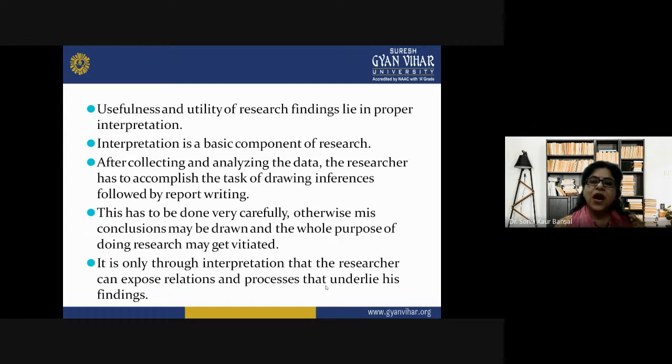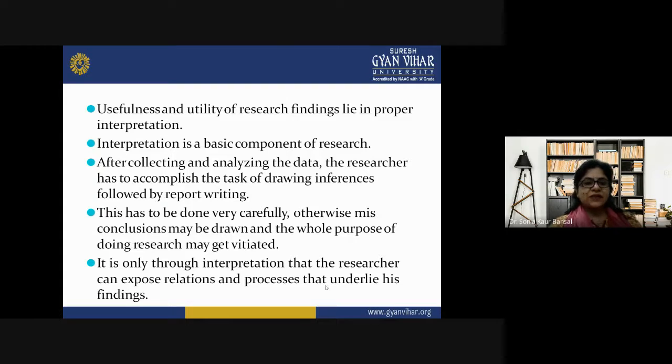You have done so much hard work in your research. You have visited so many places to collect your data. You have gathered data, you have gathered information. But unless you give it a meaning, it is useless. So proper interpretation must be done. Now, interpretation is a basic component of research, students. Everyone must understand that this is a basic component.